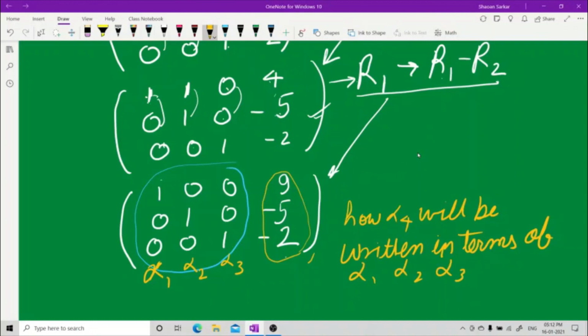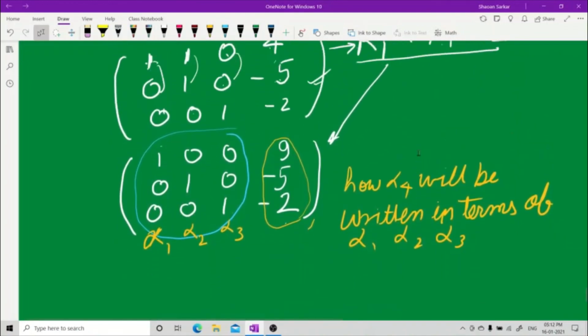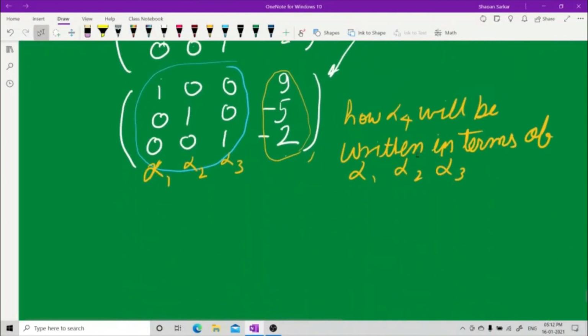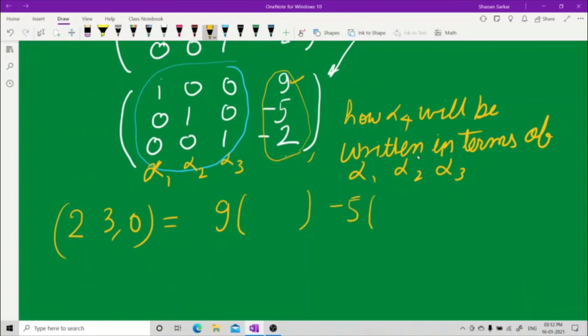Now see what I do. I will take some more page. It was 2, 3, 0. Now you have 9 times alpha 1, minus 5 times alpha 2, minus 2 times alpha 3. I think I remember alpha 3 is 1, 0, 1.